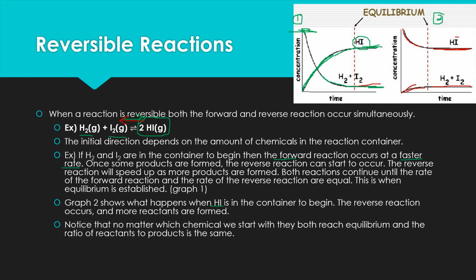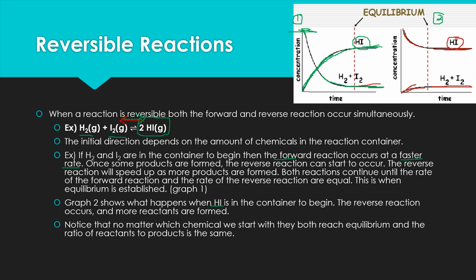We can see in both of these that HI is produced more than the H2 and I2. So it's favoring making products, but we don't use up all the reactants. We still have some reactants there. So we create this balance point where we're going to have more of one chemical than another, more reactants or more products, and we reach our equilibrium.